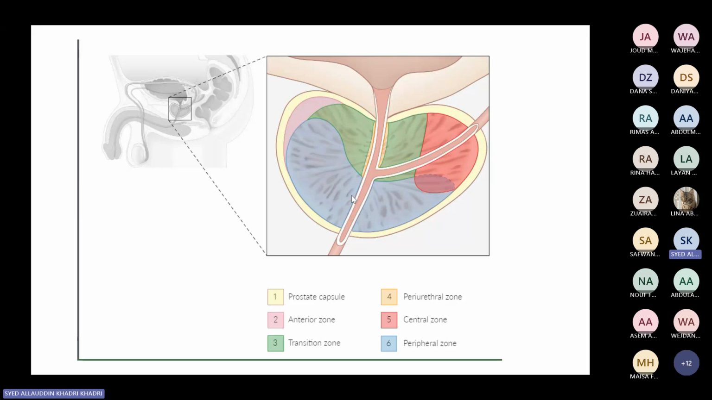So the central zone, number 5, you can see the reddish area, lies posterior to the transition zone and surrounds the ejaculatory duct. It contains 20% of the glandular tissue, basically. Okay, and it's an uncommon site of cancer. The transition zone, number 3, is the part of the prostate that surrounds the urethra. It contains 5% or less of the glandular tissue, and it is the region of BPH. That's why I wanted to reveal this particular area for you. Very important.